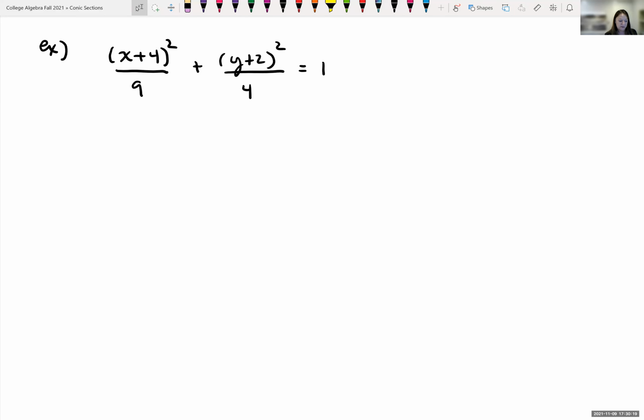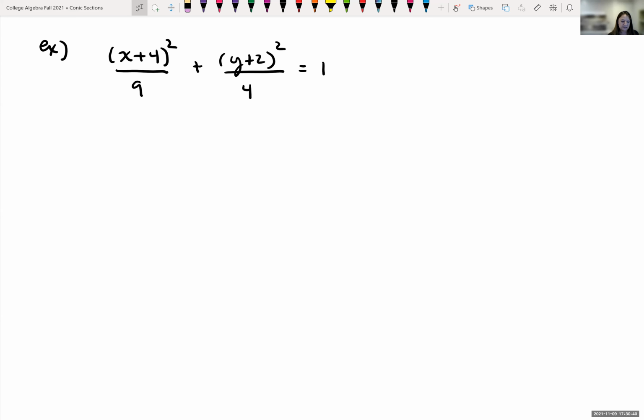So the example in front of us says x plus 4 quantity squared, all over 9, plus y plus 2 quantity squared, all over 4. This is equal to 1, and it wants us to analyze each equation, find the center, foci, and vertices of the ellipse, and graph the equation.